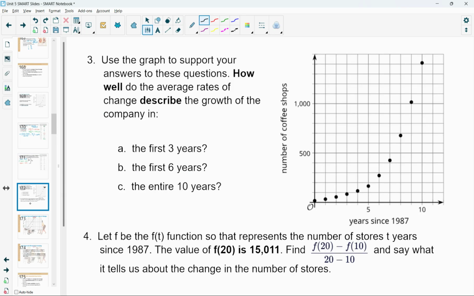3, use the graph to support your answers to these questions. How well do the average rates of change describe the growth in the company in the first 3 years, 6 years, and the entire 10 years?